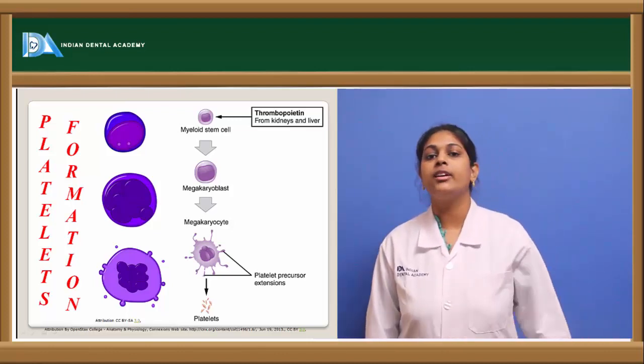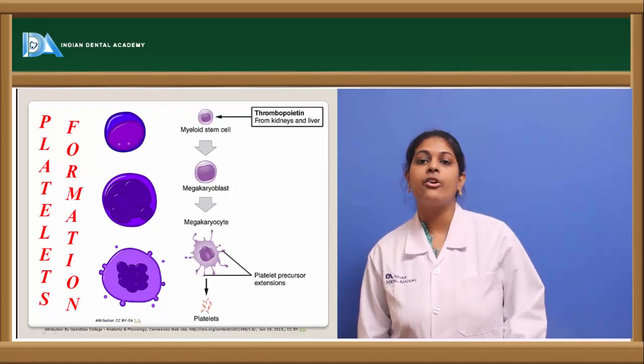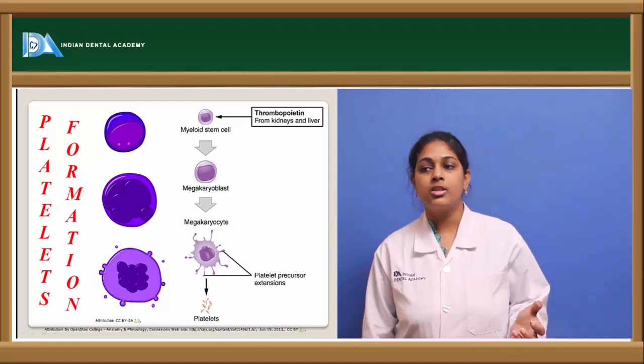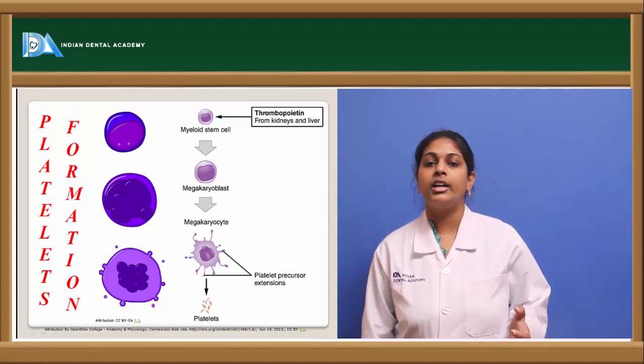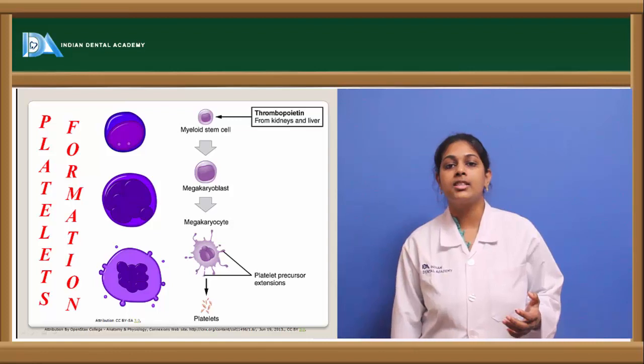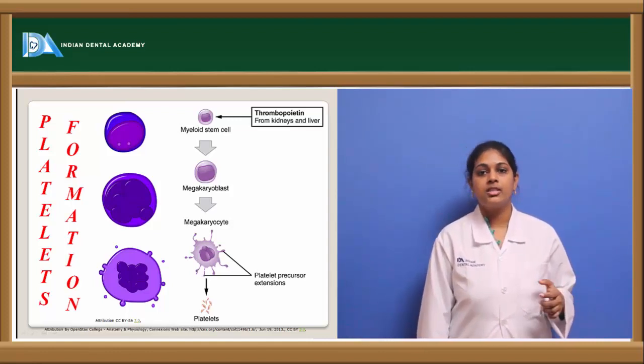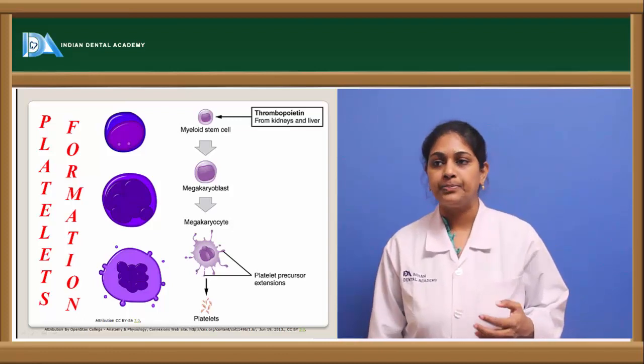This megakaryocyte usually appears with many extensions from the cytoplasm. They are known as pseudopods. These pseudopods give rise to individual platelet cells. So usually about 1,000 platelets are formed from each megakaryocyte. So this explains the formation of platelets.